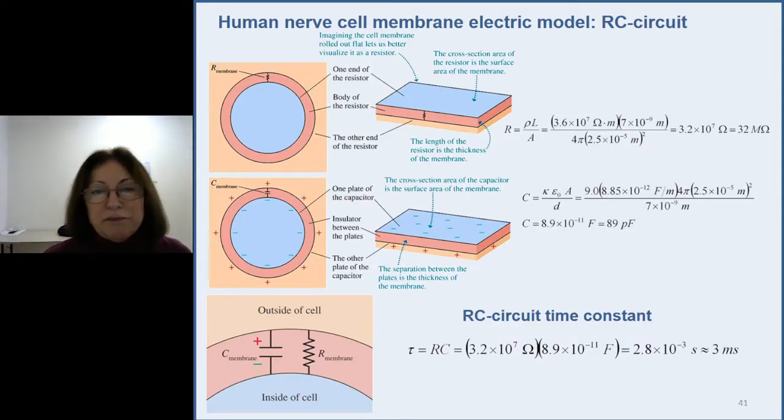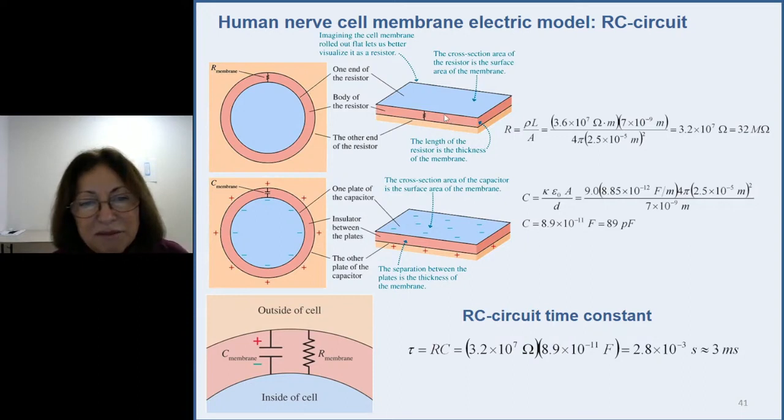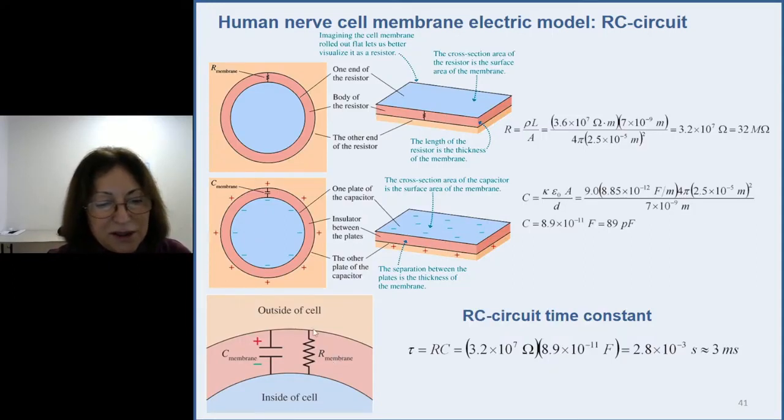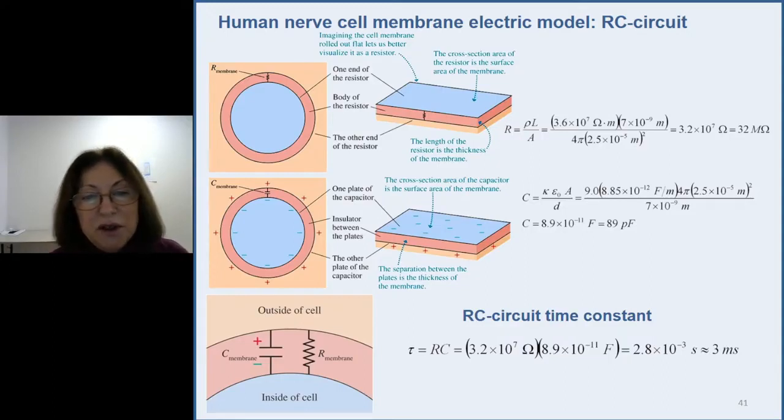The human nerve cell membrane electric model. We can consider the membrane as a resistor. It is the number one model, and as a capacitor, and these two are in series. This is just the modeling of the electric properties of a biological structure such as the cell membrane. And look, what is modeling for? For quantification of the properties of biological objects. And you can see how good a resistor the membrane is and how poor a capacitor the membrane is.